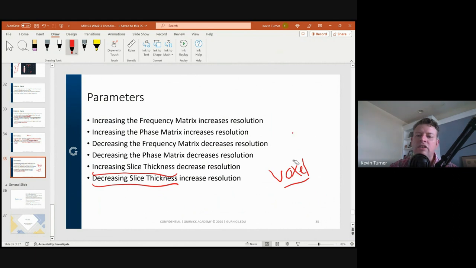The kind of questions you're going to see on the quiz are something like: you change your frequency matrix from 224 to 256.